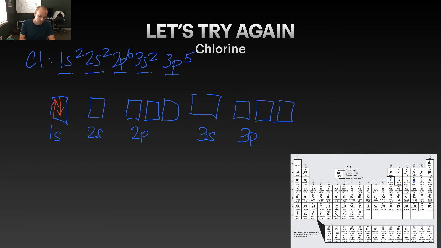1s has 2 electrons, up, down. 2s has 2, up, down. 2p has 6, up, up, up, down, down, down. 3s has 2, up, down. And now always at the end is where you have to be careful, okay? 3p5. So to fill 5 electrons, we go up, up, up, that's 3, and then down, down, that's 5, okay?